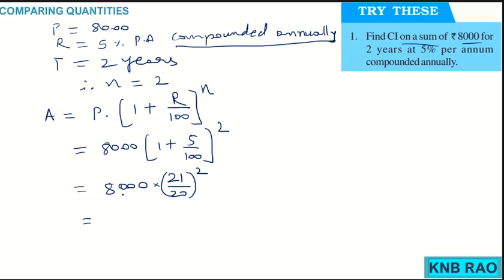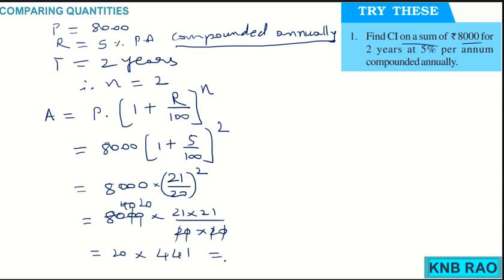Now you know how to simplify 8,000 into 21 by 20 into 20. These 2 zeros I am cancelling, and these 2 40s and 2 20s. We have 20 into 21 into 21 is 441, and 20 into 441 is 8,820. So this is the amount by the end of 2 years.